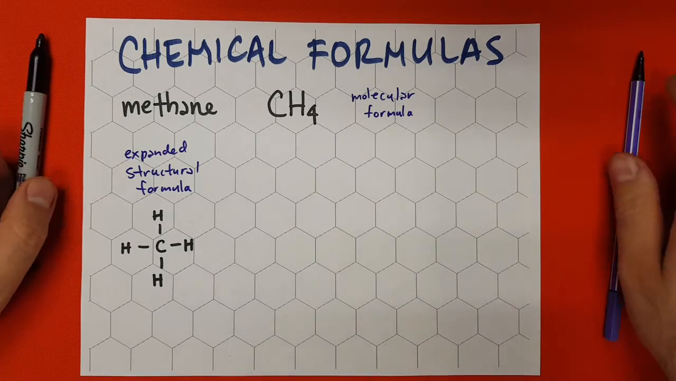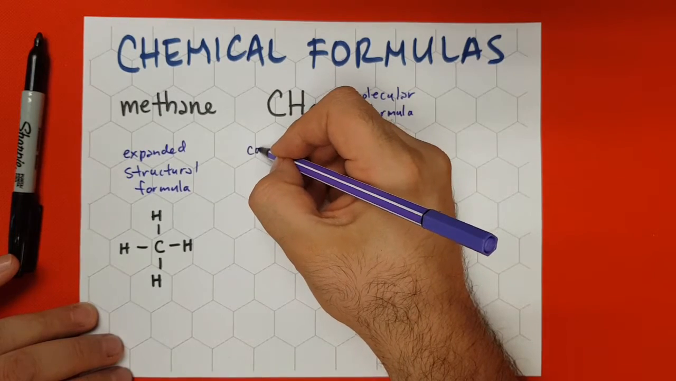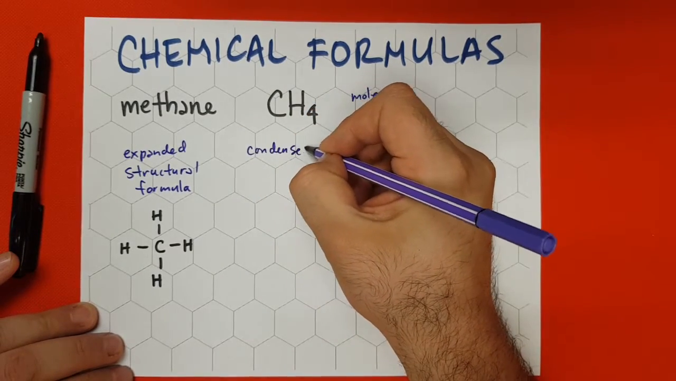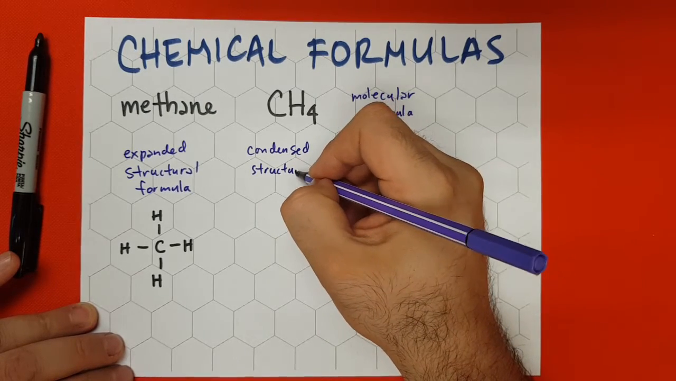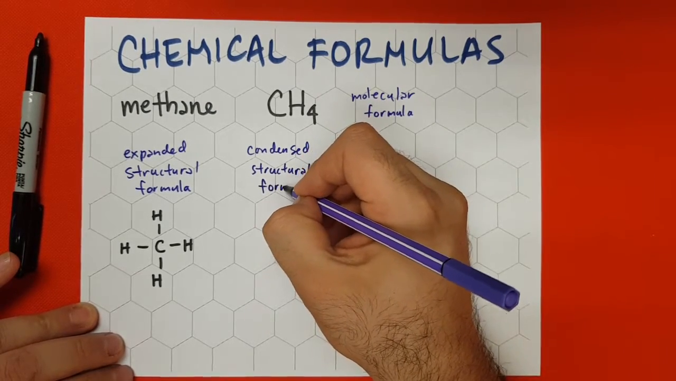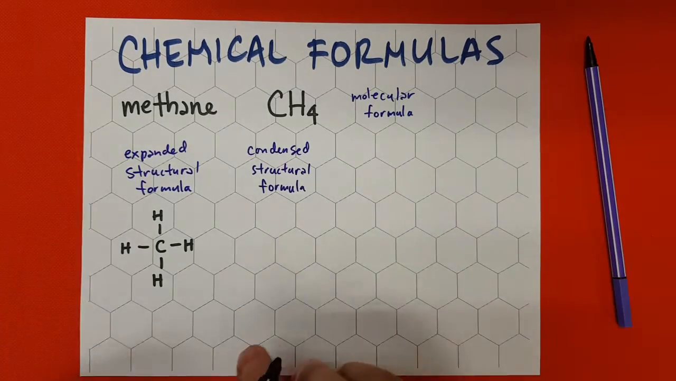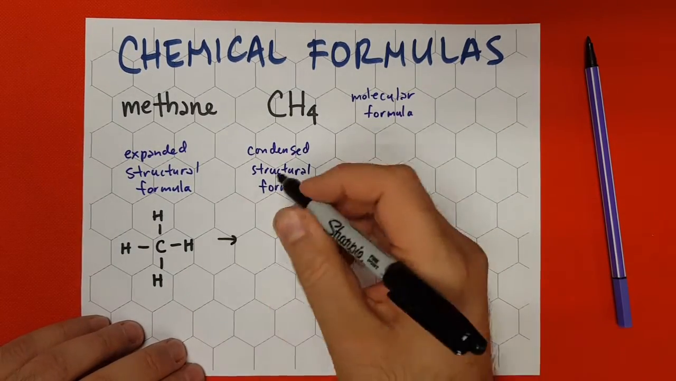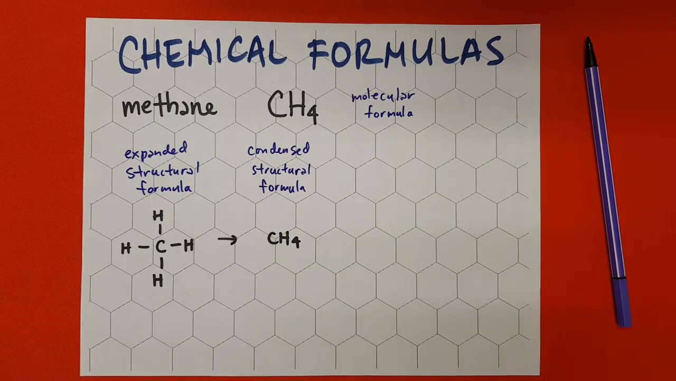Then we're going to move on to the condensed structural formula, which clusters all the atoms around a central carbon atom. So in this case, for methane, it's the same as the molecular formula. But let's make another quick little example with ethane.